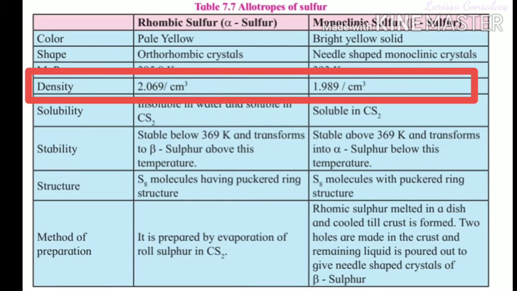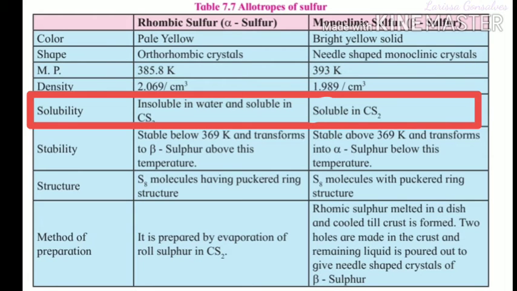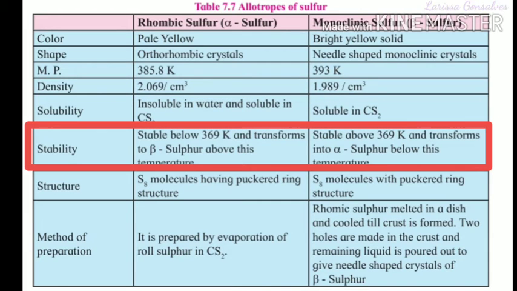The density of rhombic sulfur is 2.069 per centimeter cube and of monoclinic sulfur is 1.989 per centimeter cube. Rhombic sulfur is insoluble in water but is soluble in CS2, that is carbon disulfide. Monoclinic sulfur is soluble in carbon disulfide. Now we move on to the stability.